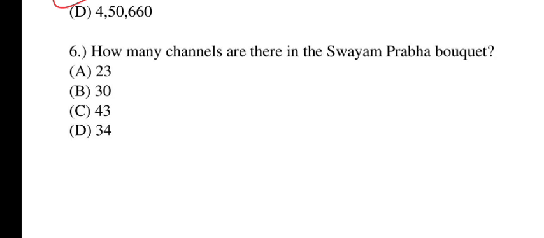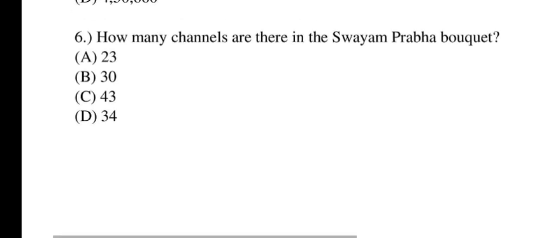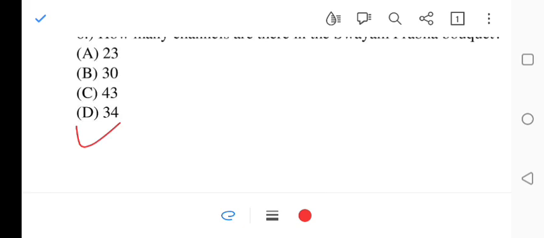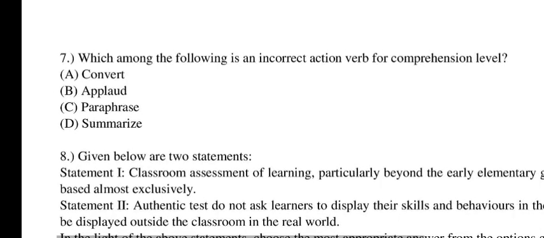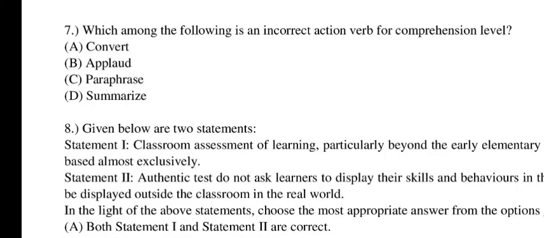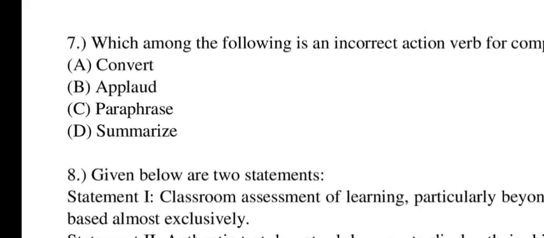23, 30, 43, 34. So it will be 34. Okay, 34. Question 7 says, which among the following is an incorrect action verb for comprehension level? Convert, applaud, paraphrase, summarize. It will be applaud.